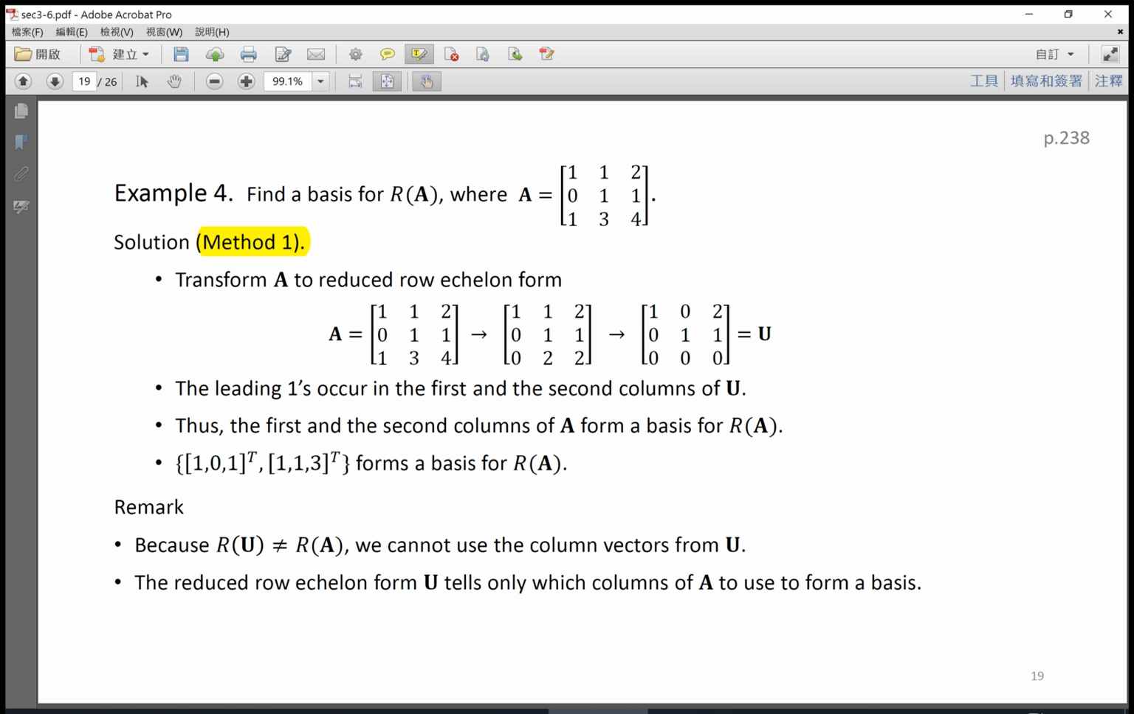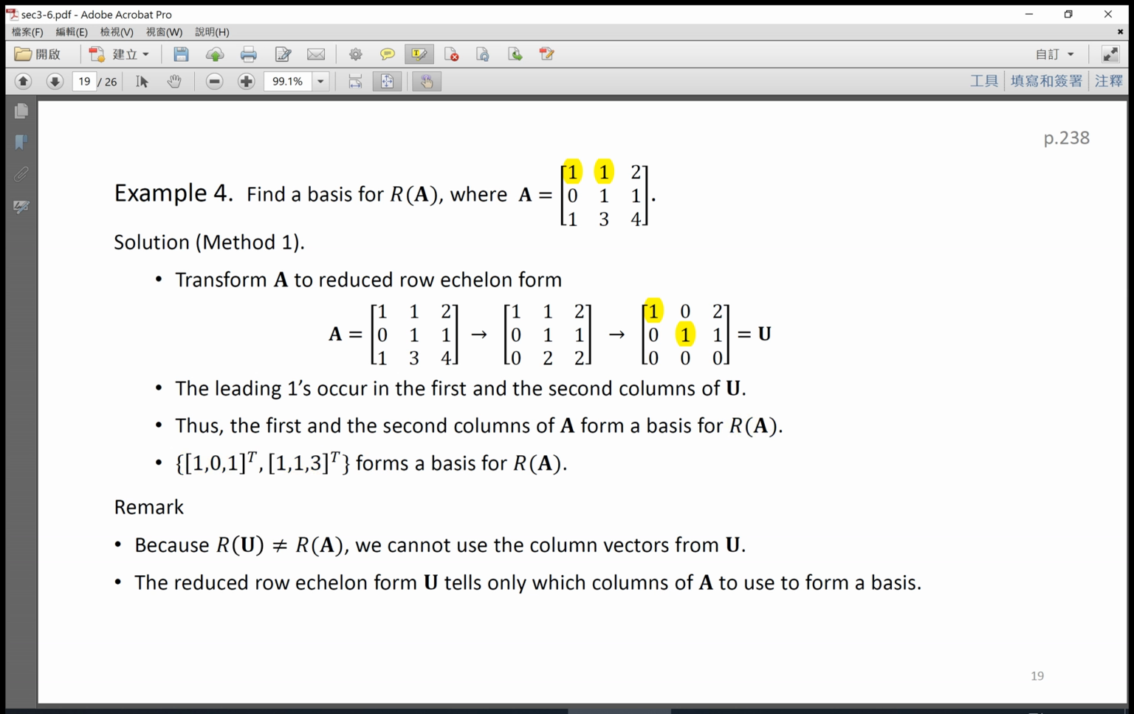We know that the leading ones occur in the first and the second column of U, and thus from U we can select the first and the second column of A to form a basis for the column space of A. Therefore, the first column of matrix A and the second column of matrix A form a basis for the column space of A.